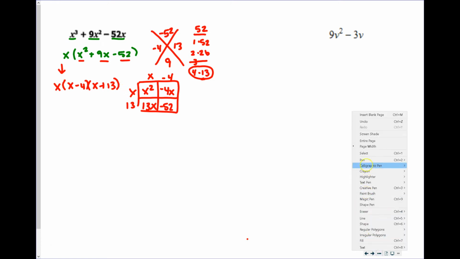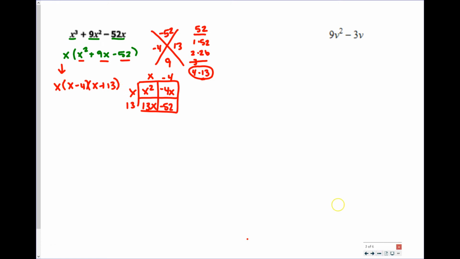The next problem only has 2 terms, but that's not a big deal. We can work with that. Again, first find your GCF. GCF between 9v squared and 3v, well, they each have a 3 in common, but they each also have a v in common, so I can pull out that. I'm left with 3v minus 1.